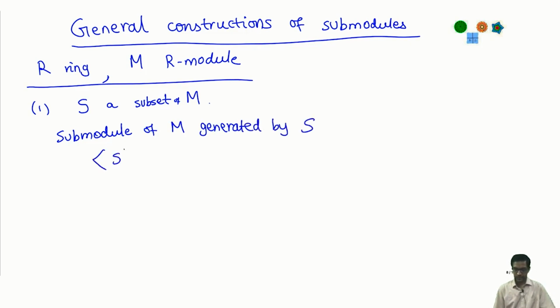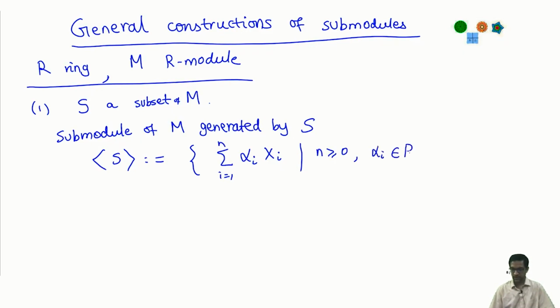So let's give this notation, angled bracket S, which is the following. It's the collection of all the following elements. So I look at the summation, let's call it alpha_i x_i, i goes from 1 to n, where n is 0 or more, alpha_i's come from my ring R and x_i's come from my set S. Okay. So this is of course, well, what is this? This is all finite linear combinations, if you will.